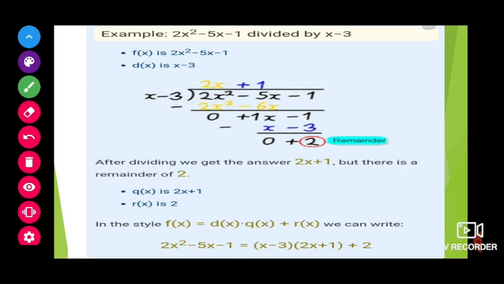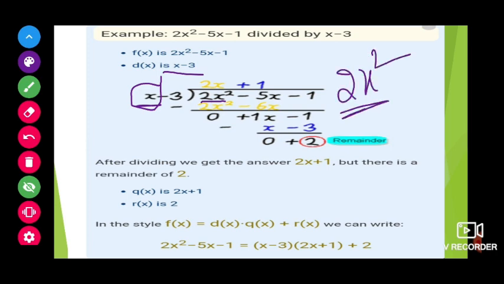Here is one example: f of x is equal to 2x square minus 5x minus 1. Now we are going to divide this by x minus 3. I have written it in a division format. Always, children, whenever we are dividing, we have to consider the first term of the divisor and the first term of the dividend. In the divisor we have x and in the dividend we have 2x square. So to get 2x square, what should be multiplied with x?